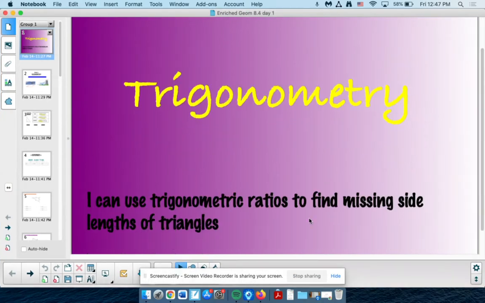Hi everybody. We are on day one of trigonometry. So like I said, this whole chapter has been finding missing sides or angles on right triangles, right? That's the whole purpose of this chapter. So now we're getting into the heart and soul of it, trigonometry. Trigonometry is used specifically to find missing side lengths and angles of right triangles.